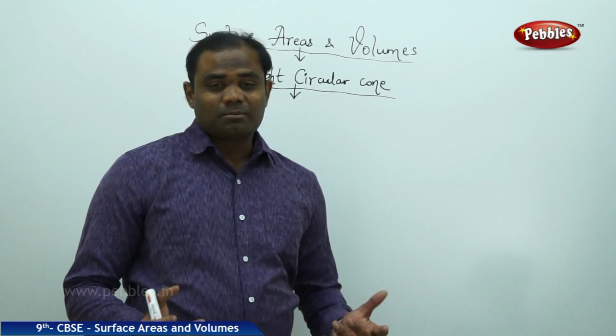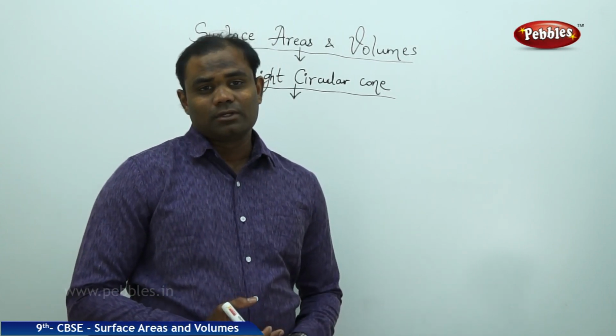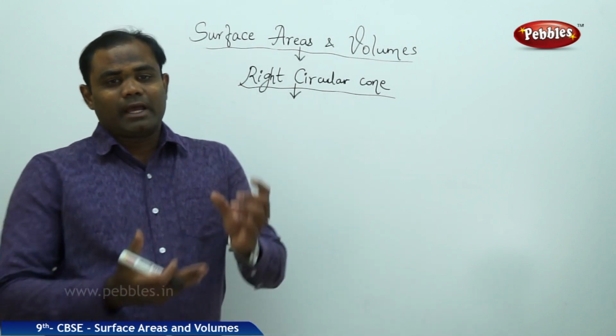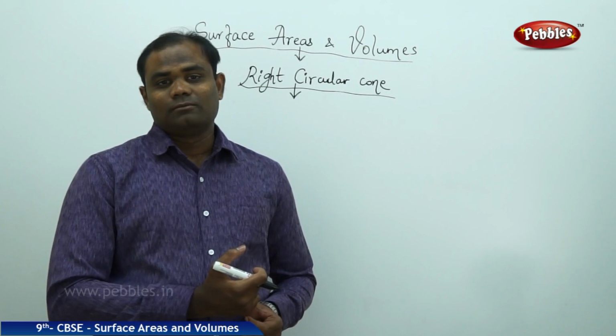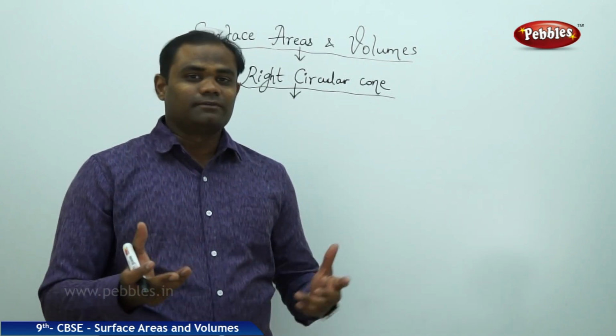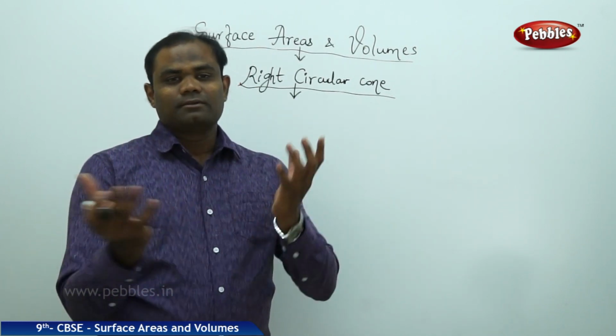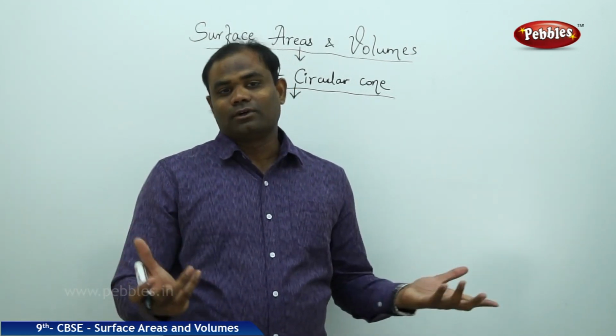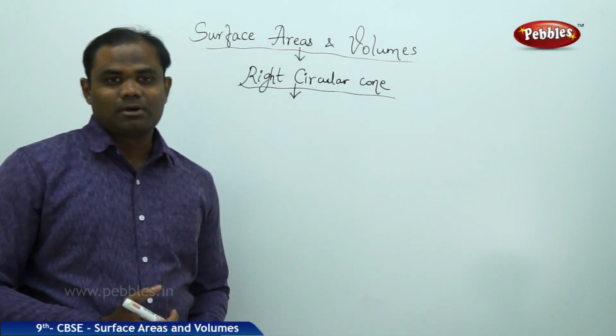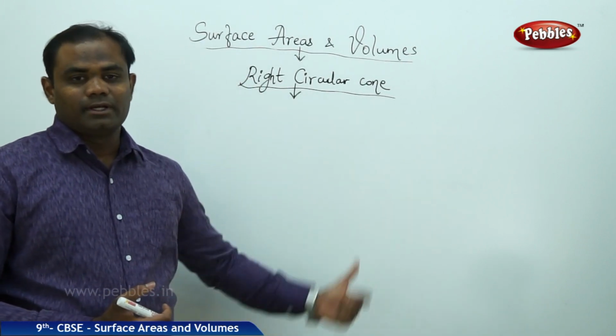Now that we have discussed the curved surface area of a cone, let's see what happens if I add the base, which is a circle, to the curved surface area. Obviously, we get the total surface area. The curved region and the base add up to form the total surface area of the cone. This session is about the total surface area of a cone.